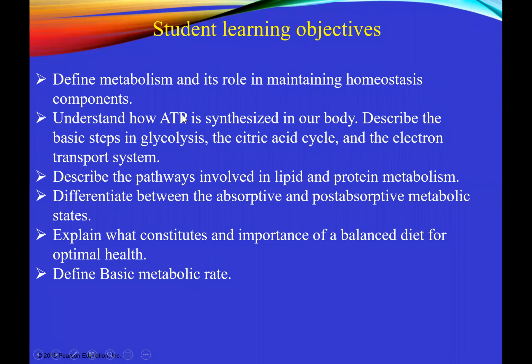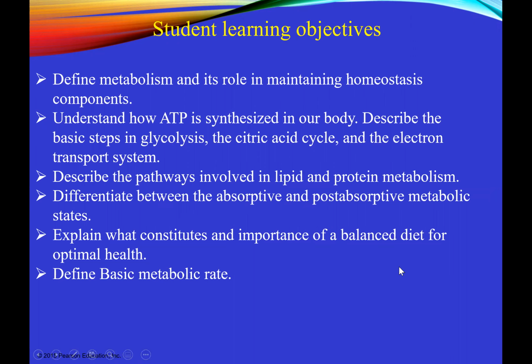It's a very complicated process called cellular respiration. It has 3 steps. We'll study the different steps in glycolysis, citric acid cycle, and electron transport chain. And we'll also briefly touch upon how proteins, lipids, and carbohydrates are metabolized in the body. We'll talk about absorptive and post-absorptive states of metabolism. And then we'll briefly go over what a balanced diet means.